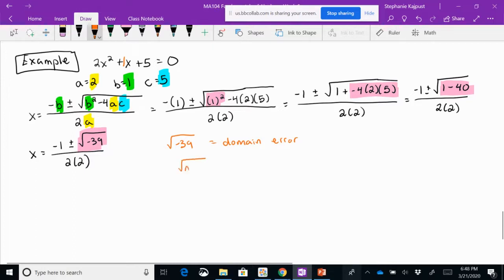So the square root of a negative is not a real number. So if you get something like that, where you get something you can't take the square root of, then your answer is there are no real solutions.